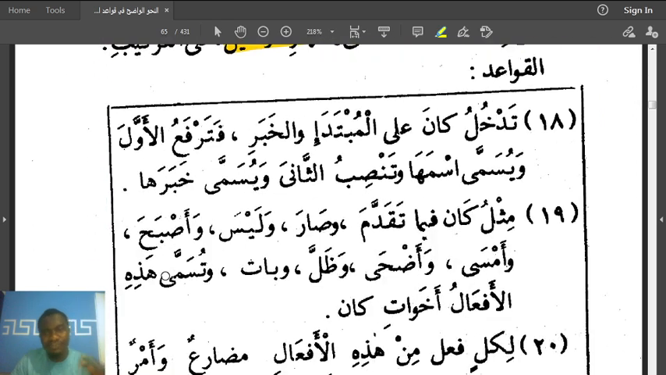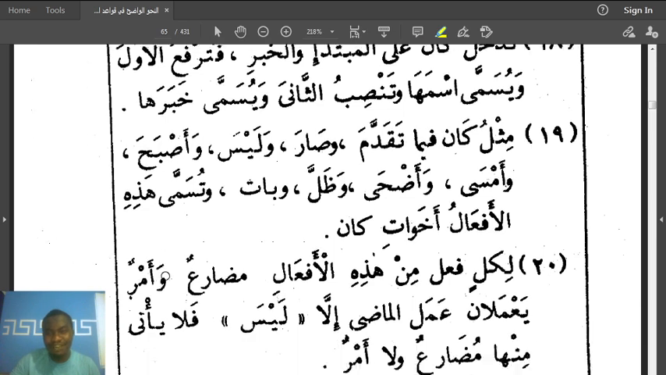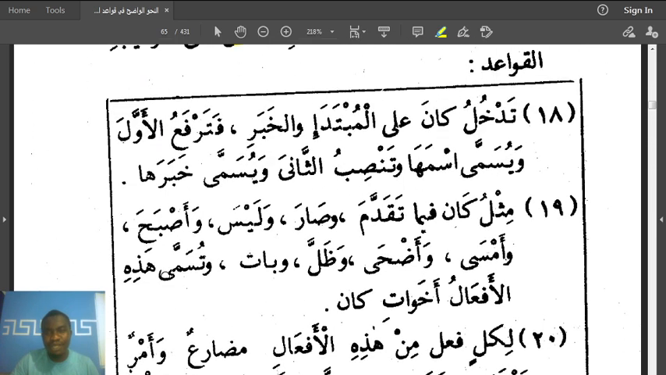Okay, I think we've taken a lot of time. Let's look at our qawaid sheet and then we go. The qawaid is also lengthy. Okay, al-qawaid, the rulings, this you need to just capture right away. It says تدخل كان على المبتدأ والخبر. كان joins مبتدأ and خبر. When you have a مبتدأ and خبر, this is the kind of sentences that كان joins.